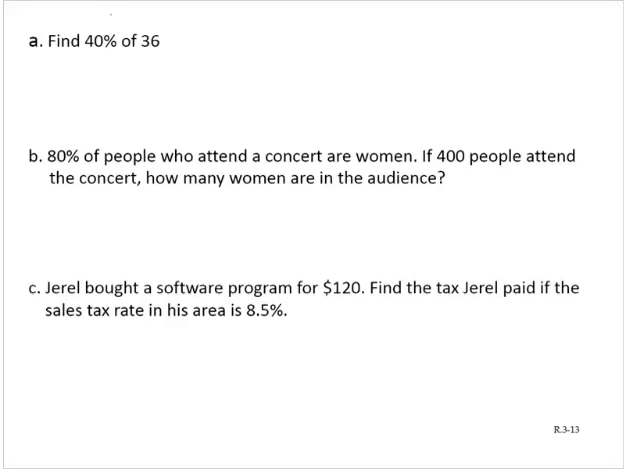Find 40% of 36. Whenever you see a percentage plus the word "of," it means multiplication. So if we're asked to find 40% of 36, we can translate that to the statement 40% as the decimal number 0.40, times 36. Now let's go through some arithmetic here.